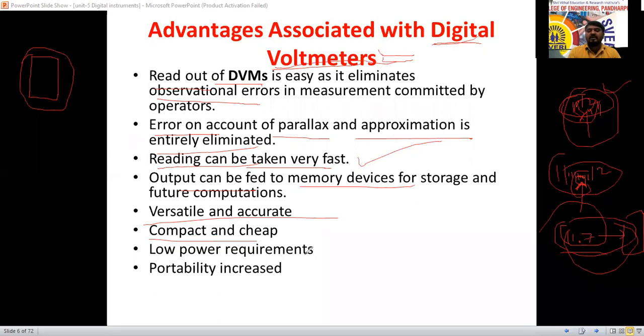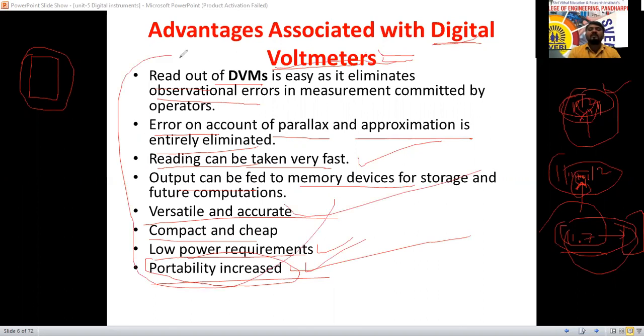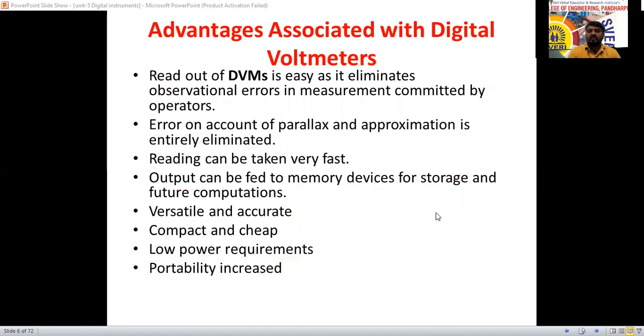Because of the digital technology, low power consumption is there. Portability is increased. Whatever the portable values and portable structure is, that is increased here now. So it has high accuracy here now. So these all are the advantages of digital voltmeters. Because of these many advantages, the analog instruments are replaced by digital voltmeters. Okay, so these are the advantages.